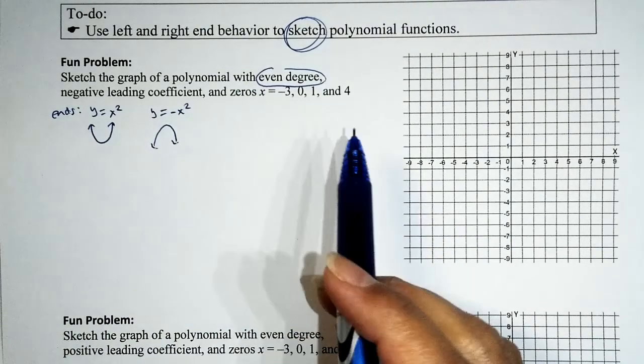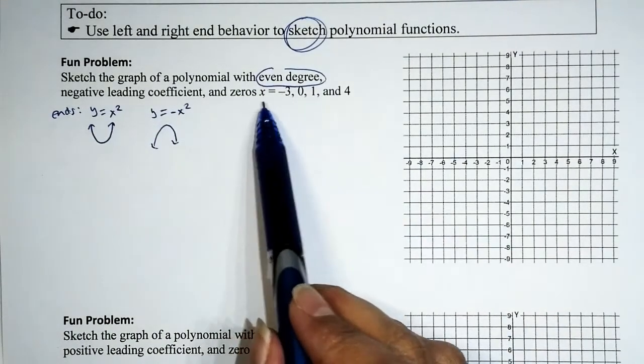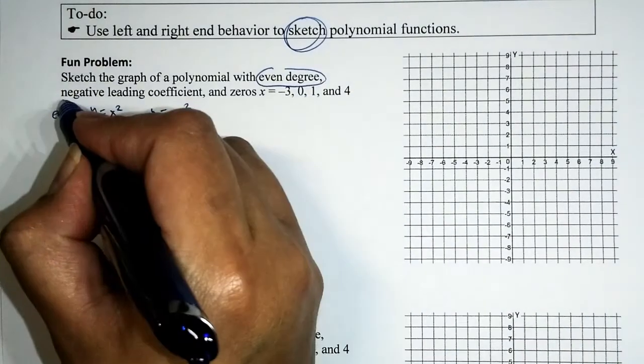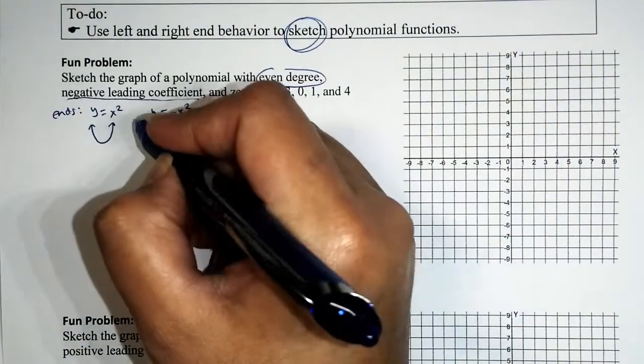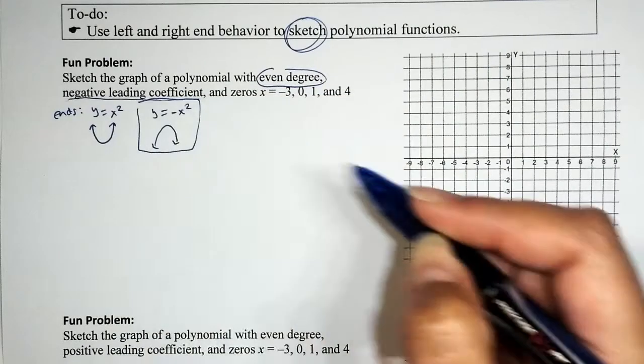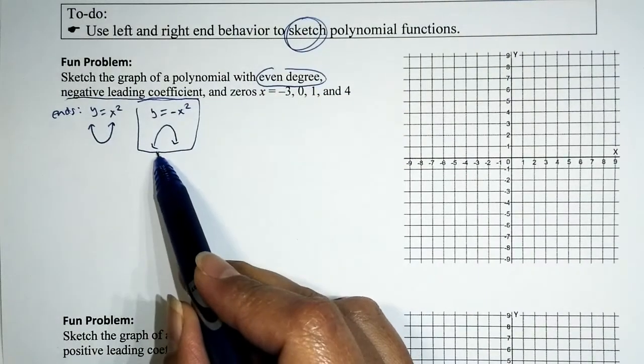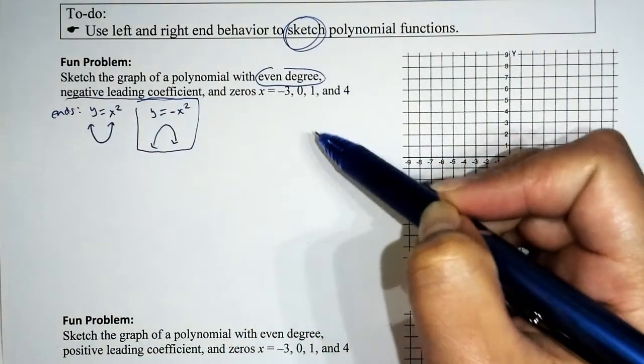In this case, we have a polynomial with even degree and negative leading coefficient. So what's going to be so special about our sketch? Both ends are going to go down. How many highs and lows are we going to have in between?